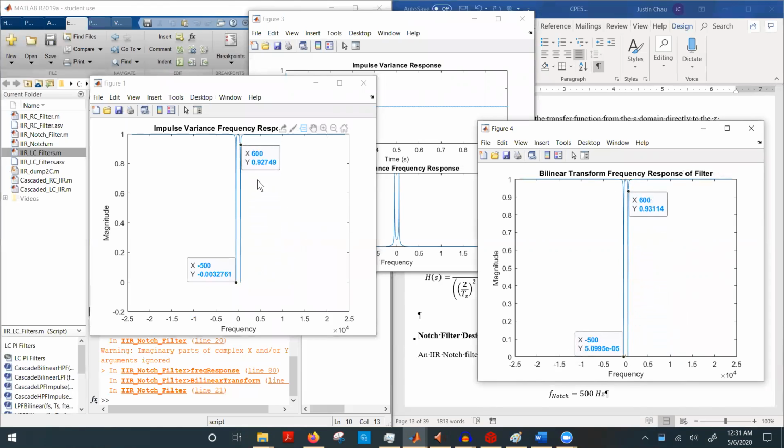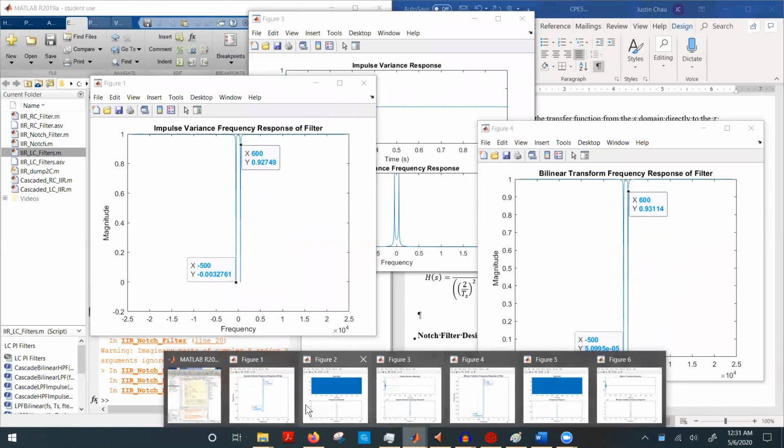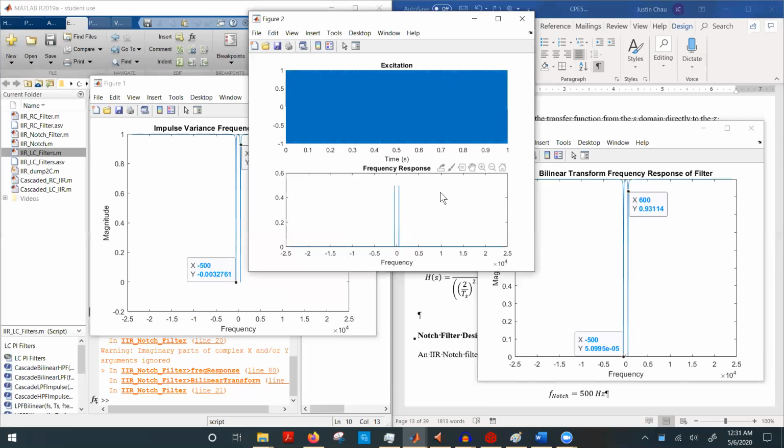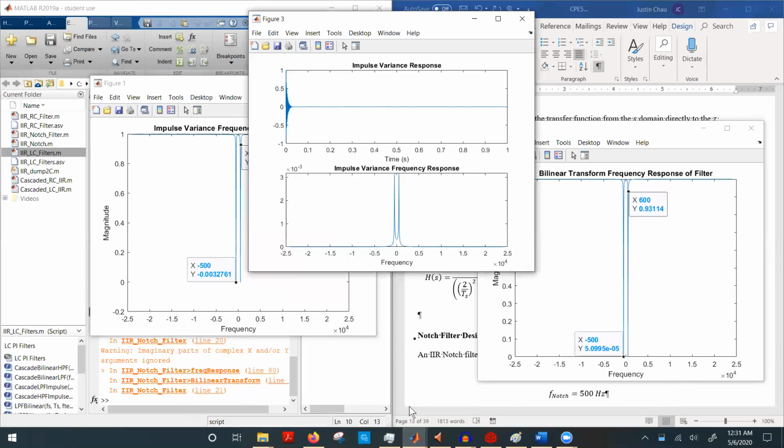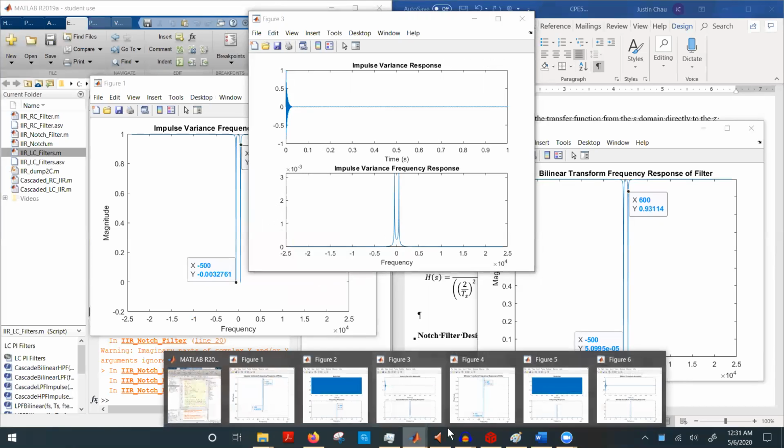So these are what these look like. If you're wondering what these are, they're basically simulations. I've simulated a sine wave at 500 hertz, which is at the notch frequency. As you can expect, this gets attenuated down to 0. And so notice how the magnitude of the frequency response is very low because it's all been attenuated.